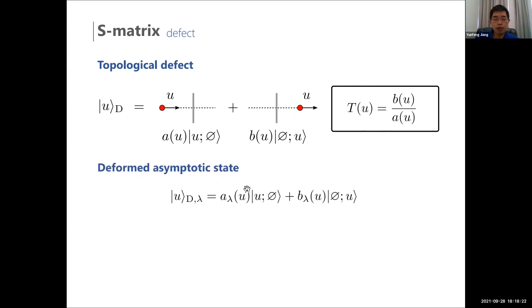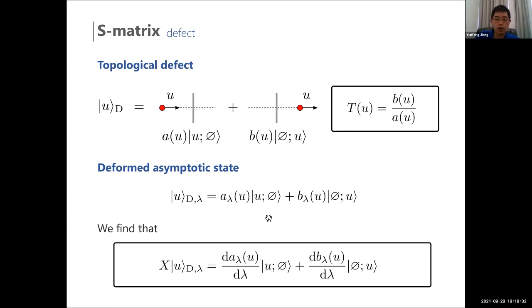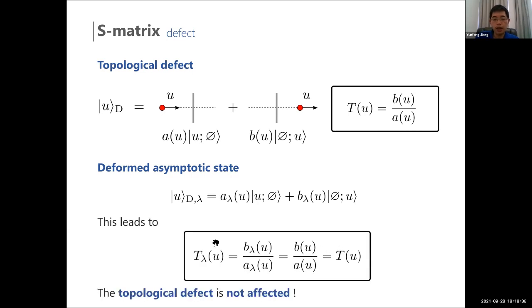And we do the deformation where A and B will depend on lambda. And we solve the differential equation. We take the derivative, we solve for A and B. We will obtain the same equation. Then we can solve for A and B. But the funny thing is, we find that A and B are deformed in precisely the same way.